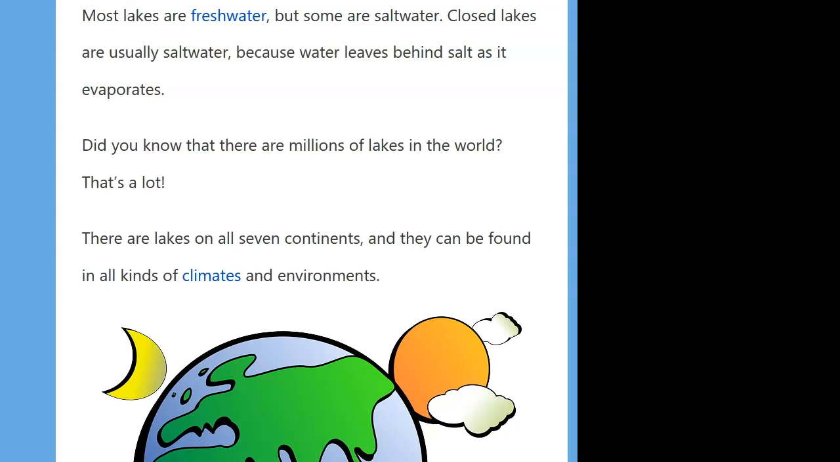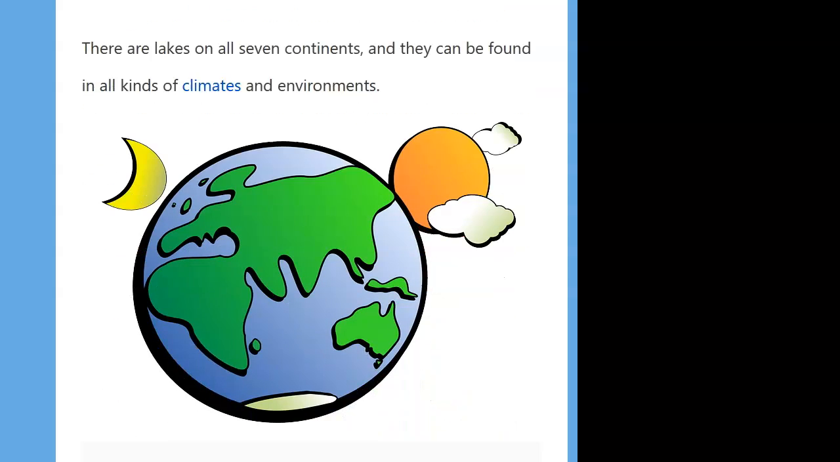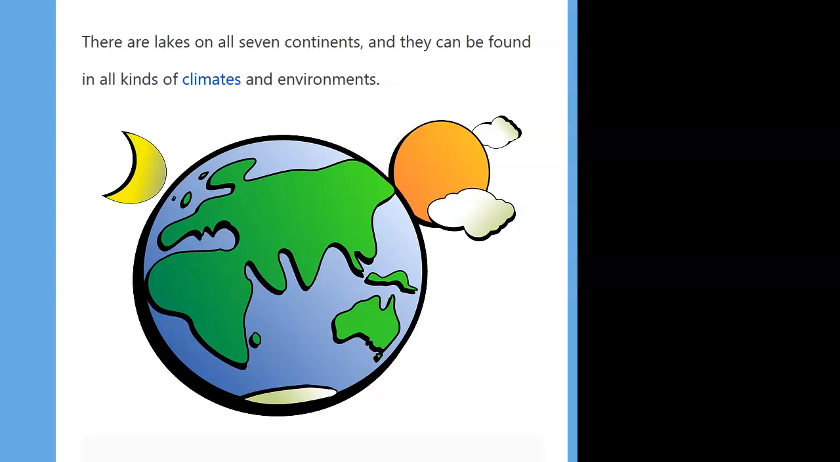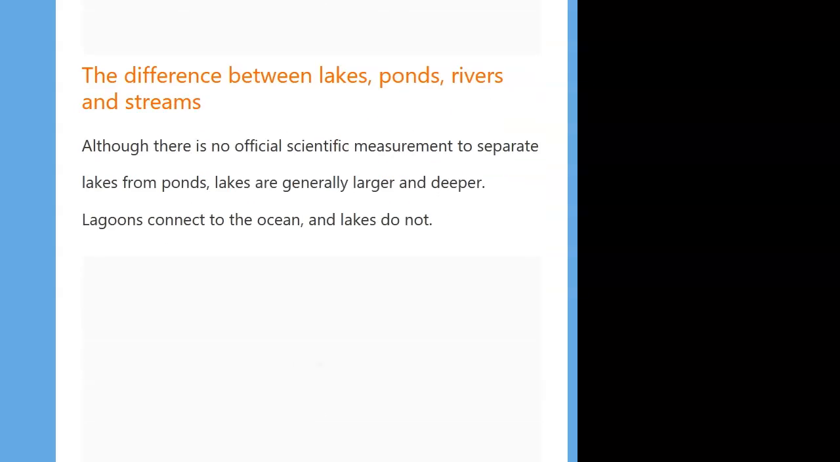Most lakes are freshwater, but some are saltwater. Closed lakes are usually saltwater because water leaves behind salt as it evaporates. Did you know that there are millions of lakes in the world? That's a lot! There are lakes on all 7 continents, and they can be found in all kinds of climates and environments.